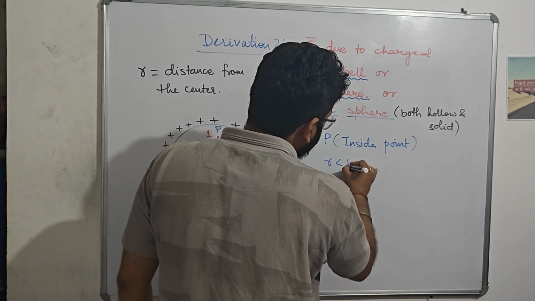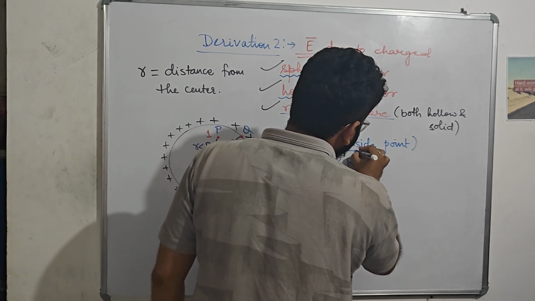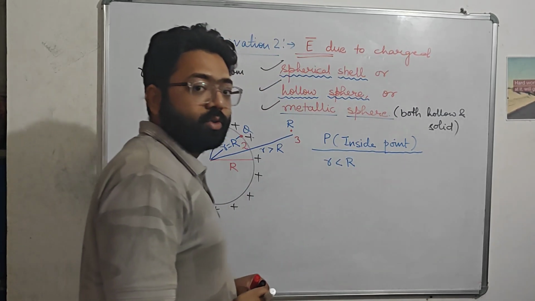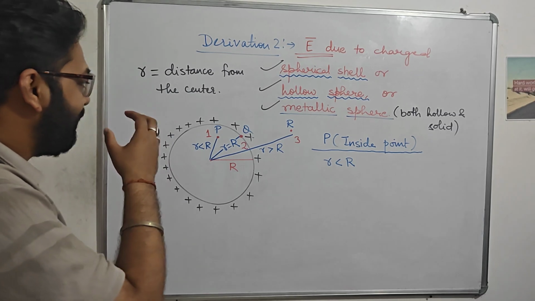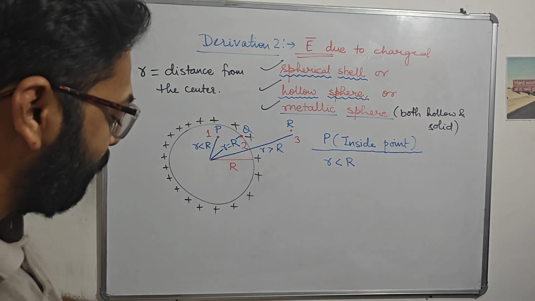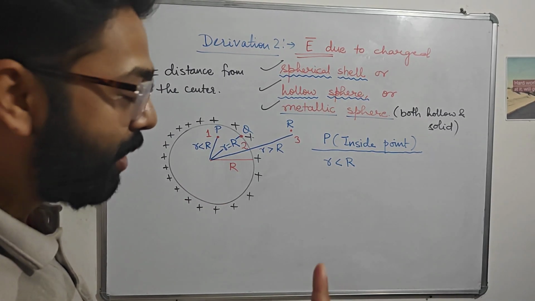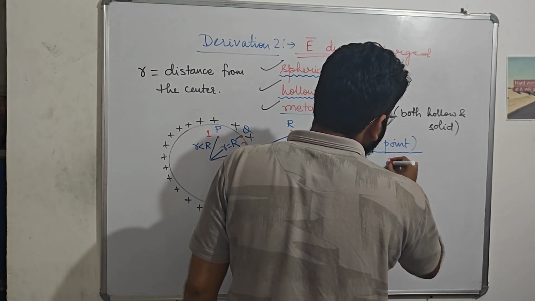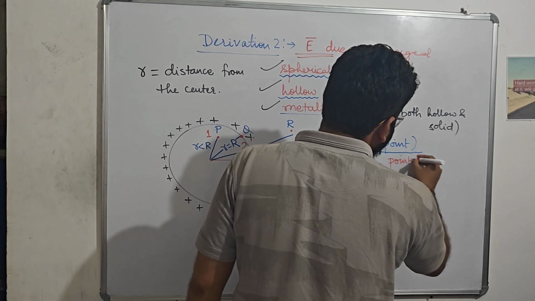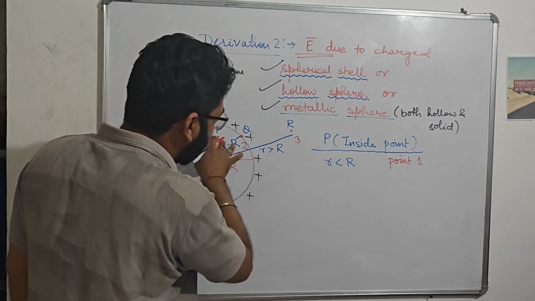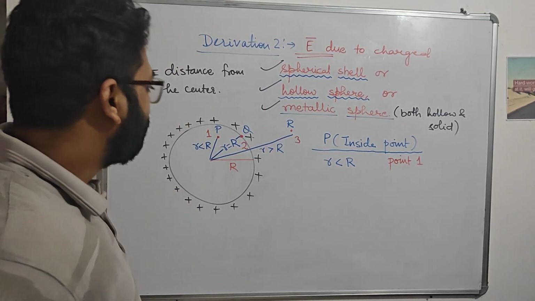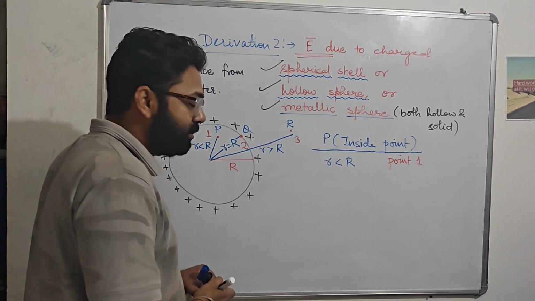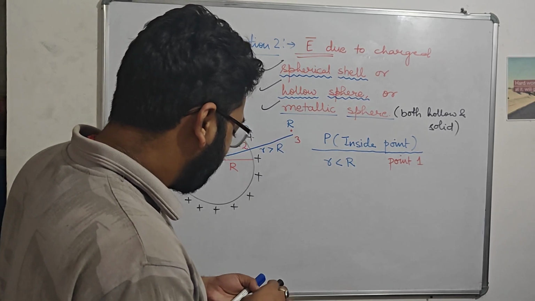And clearly small r will be less than capital R. So clearly we want to understand what will be the electric field at this particular point number 1. Okay, so this is point number 1, because I also named them with numbers like number 1, number 2, number 3. That's just the representation, it doesn't matter. So let us think about the equation.